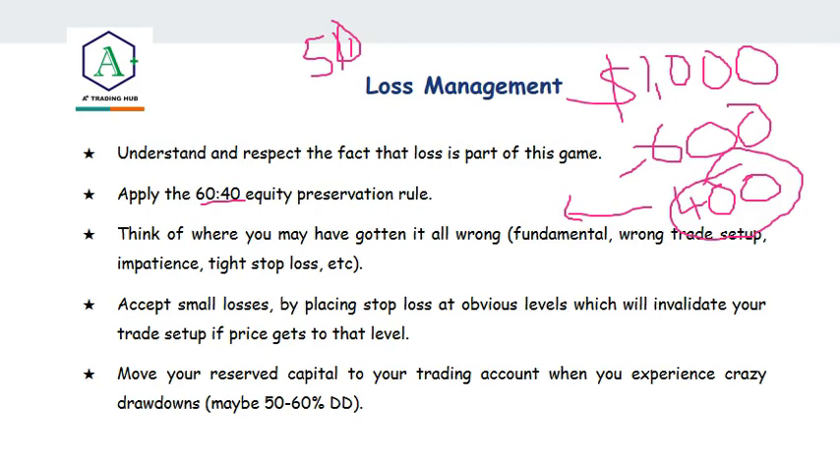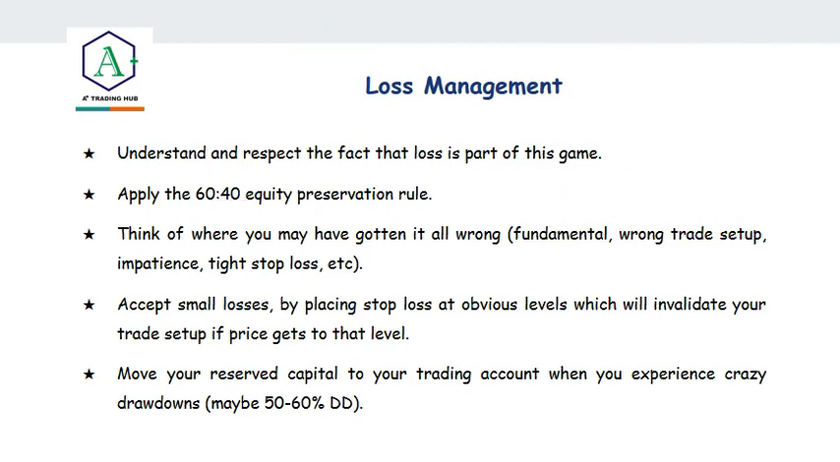When everything gets back to normal, when you start making profit again, you withdraw that 400 back to the wallet. So that is the 60-40 equity preservation rule. Don't trade with all your funds. Take 60% of it to the trading account and trade with it, while 40% stays inside your wallet for emergencies.